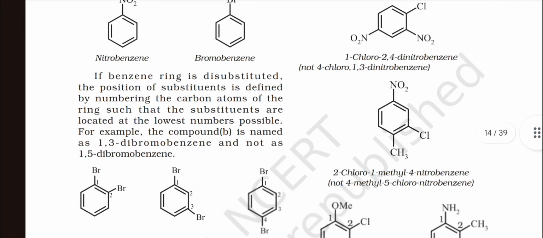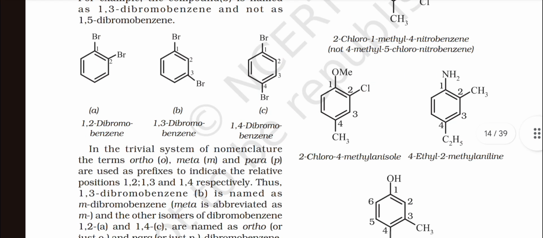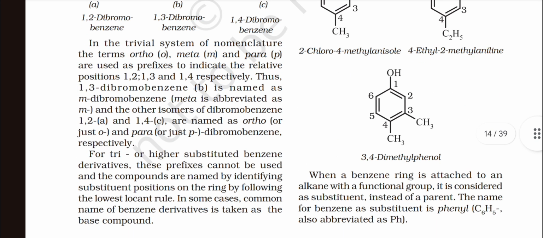If the benzene ring is disubstituted, the position of the substituent is defined by numbering the carbon atoms of the ring such that the substituents are located at the lowest numbers possible. For example, the compound is named 1,3-dibromobenzene and not 1,5-dibromobenzene. In the trivial system of nomenclature, the terms ortho, meta, and para are used as prefixes to indicate the relative positions 1,2, 1,3, and 1,4 respectively.